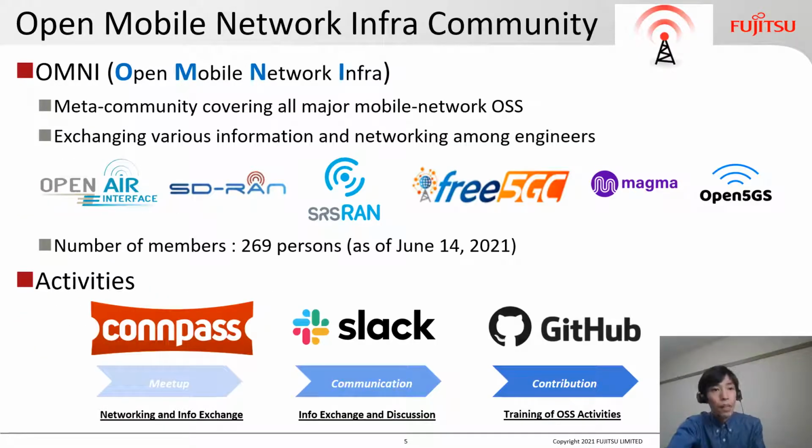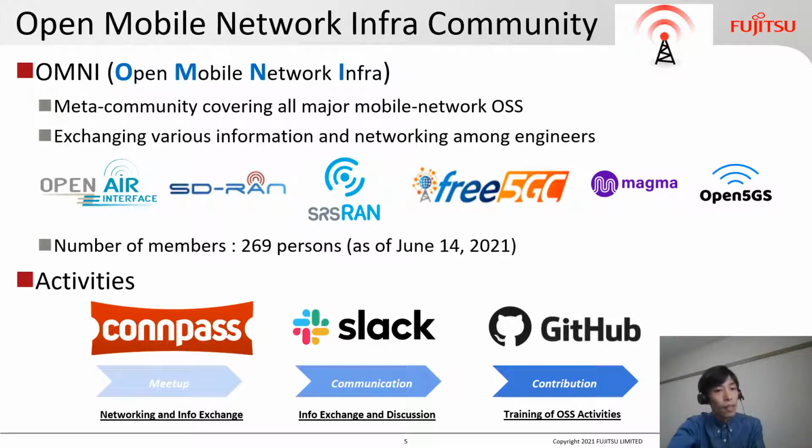Next, what I'd like to share with you is about the mobile network community in Japan called Open Mobile Network Infra Community, also known as OMNI. OMNI is a community in Japan to cover all major mobile network open source software to exchange various information and to have networking among engineers.